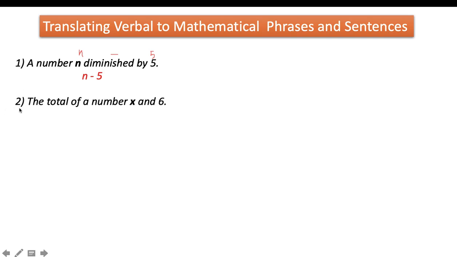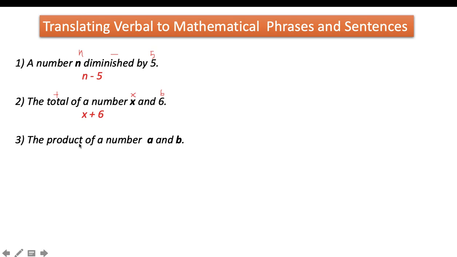In given number 2, the total of a number x and 6. So in this case, our terms are x and 6. Total means plus, so we will just be adding x and 6. And this is how it looks like: x plus 6.